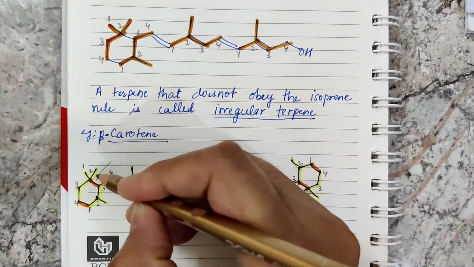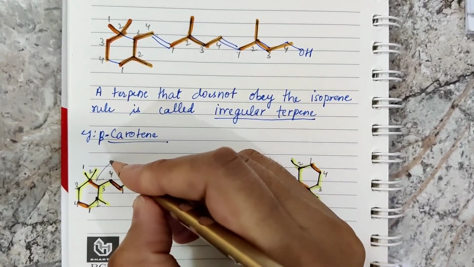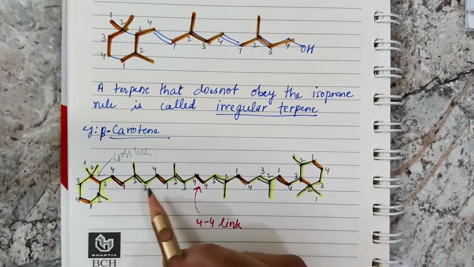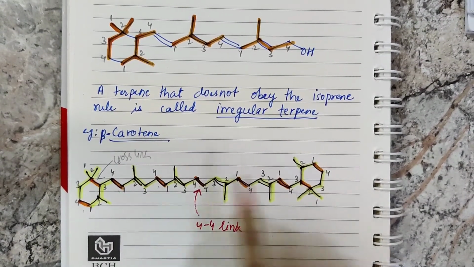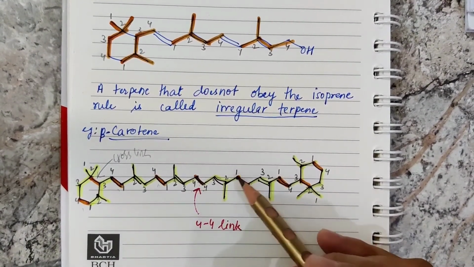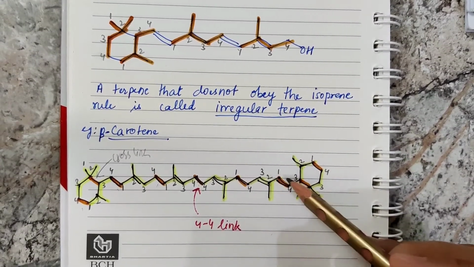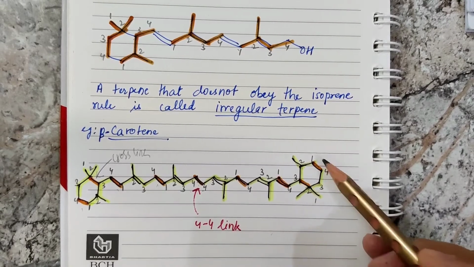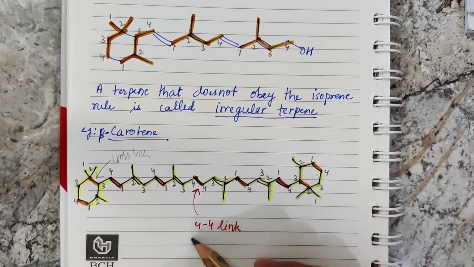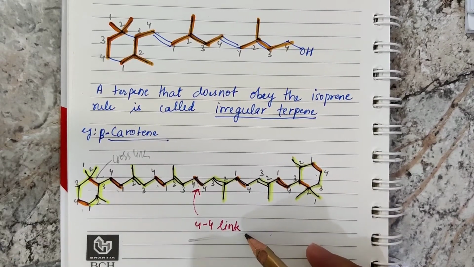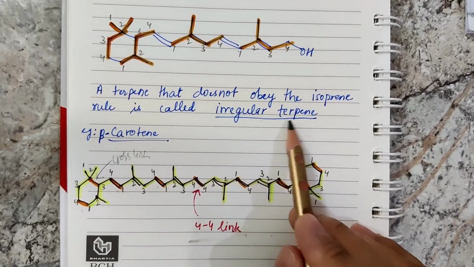Here, just like retinol, this is a cross link. Here 1-4, again 1-4, again 1-4. Here we have a 4-4 link. Then again 1-4 and 1-4, cross link and 1-4. So this beta carotene has a 4-4 link. So it comes into the category of irregular terpenes.